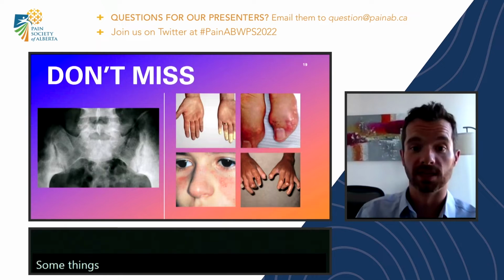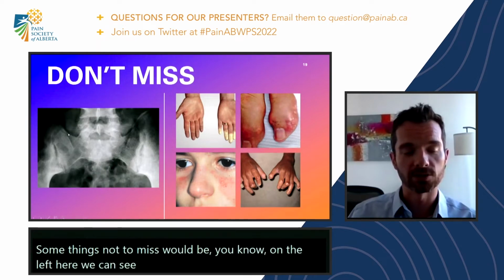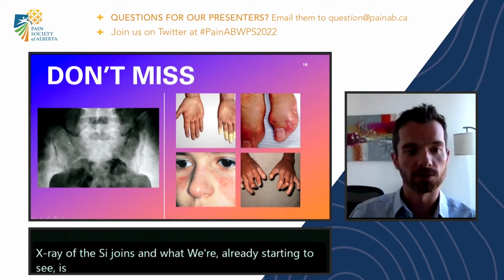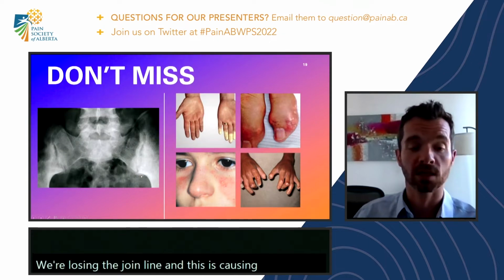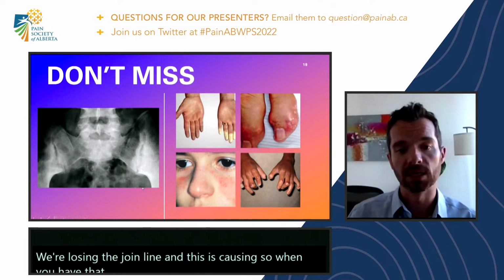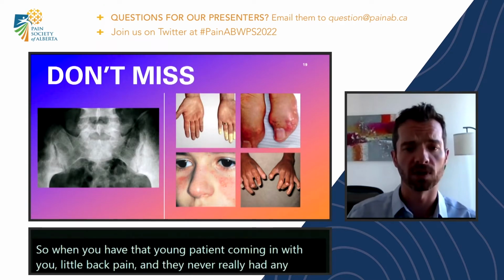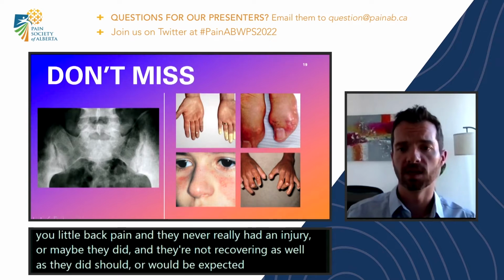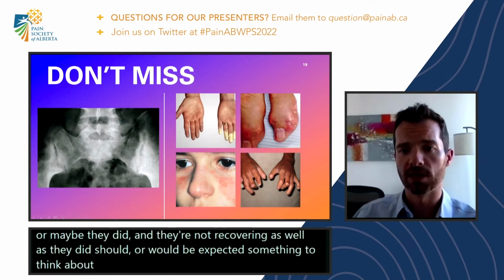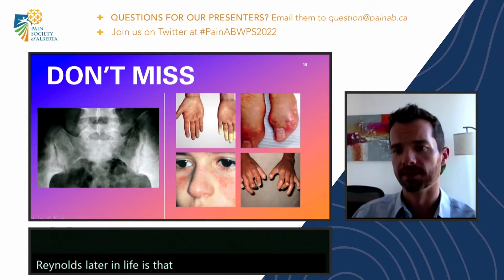Some things not to miss would be, on the left here, we can see an X-ray of the SI joints. What we're already starting to see is quite a bit of subchondral sclerosis. We're losing the joint line, and this is classic for ankylosing spondylitis. So when you have that young patient coming in with low back pain and they never really had an injury, or maybe they did and they're not recovering as well as they should or would be expected, something to think about. Classic picture of Raynaud's, again, coming on later in life, is a bit of a red flag.